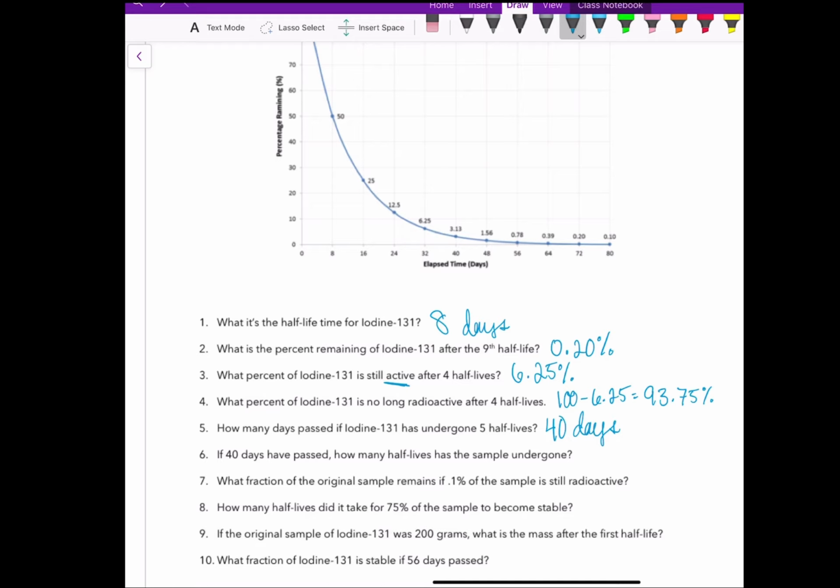Number six, if 40 days have passed, that's the data point we were just looking at, how many half-lives has the sample undergone? 1, 2, 3, 4, 5. It's undergone 5 half-lives.